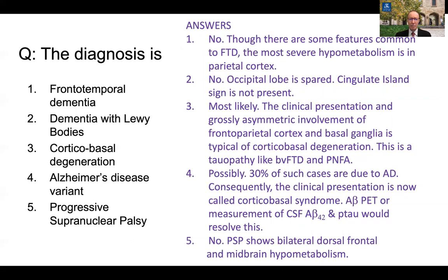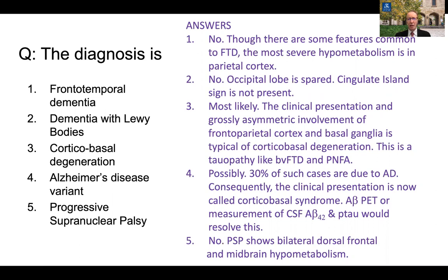So the diagnosis, could it be frontotemporal dementia, dementia with Lewy bodies, corticobasal degeneration, an Alzheimer's disease variant, or progressive supranuclear palsy? Well, it's not frontotemporal dementia, though there are some features common to FTD. There is frontal hypometabolism, but the most severe hypometabolism is in the parietal cortex. Frontotemporal dementia can also involve the striatum, and we do see that. So some features of FTD, but it's not quite right.